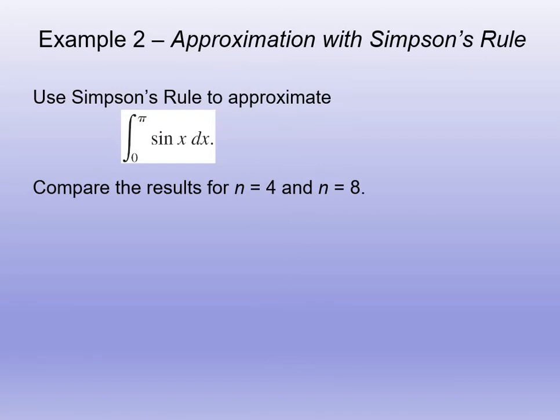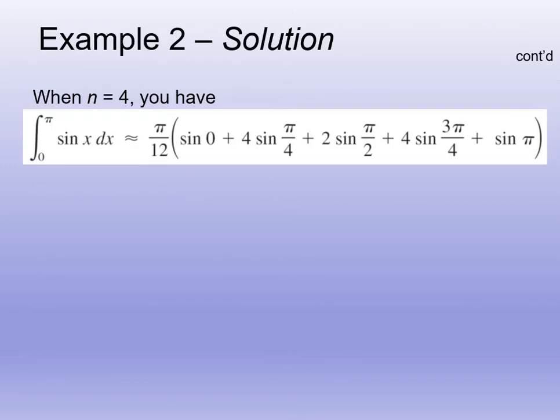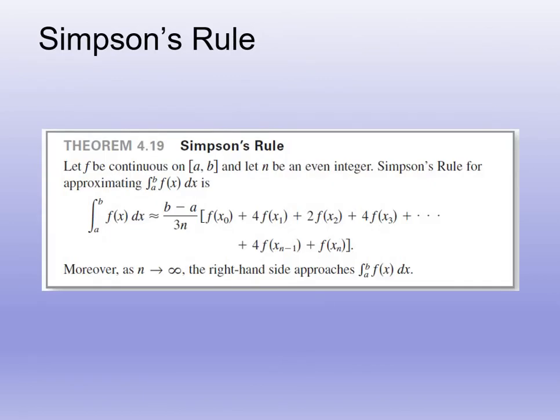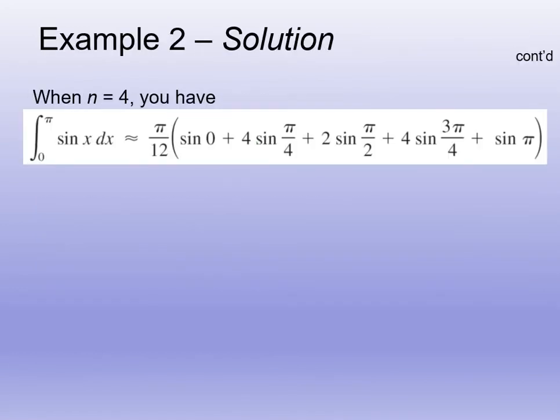We're going to do it for n equals 4 and n equals 8 for our approximations. So literally we are just going to substitute everything in. Now notice it's pi over 12 in front, because if we step back and look at this, it's b minus a. So that's going to be pi minus 0 divided by 3 times 4, which is 12. So that's where our pi over 12 in front comes from.